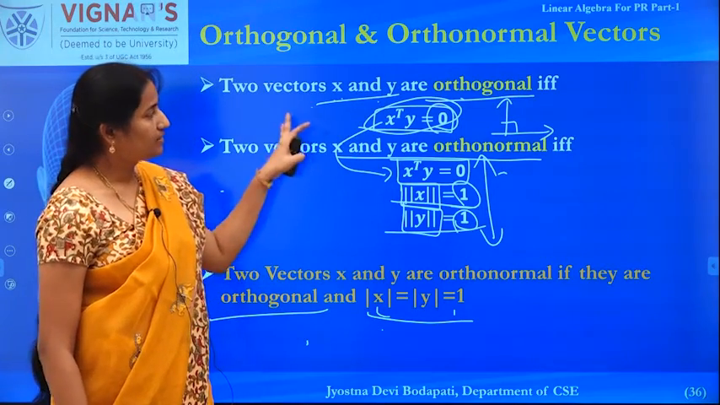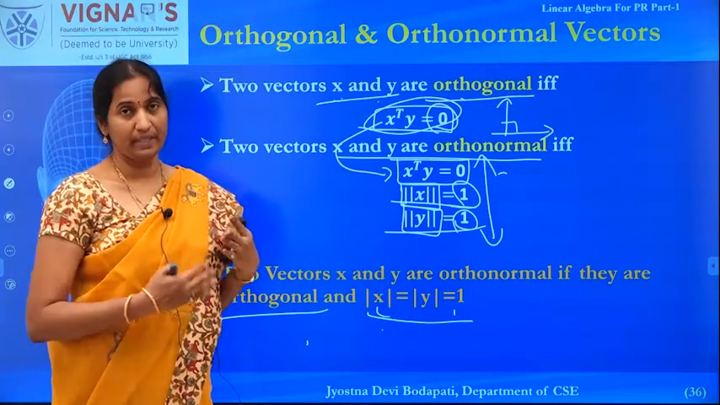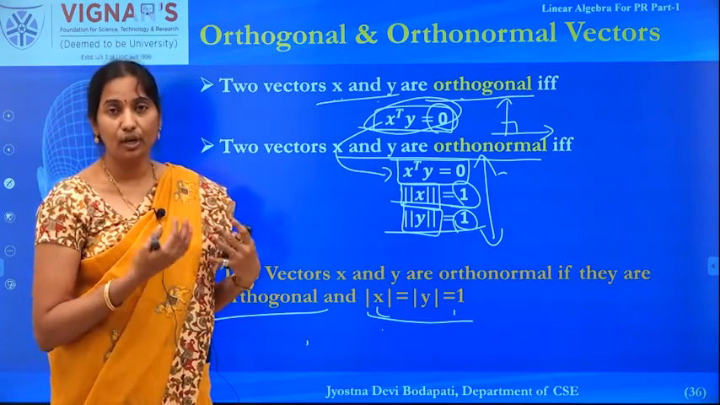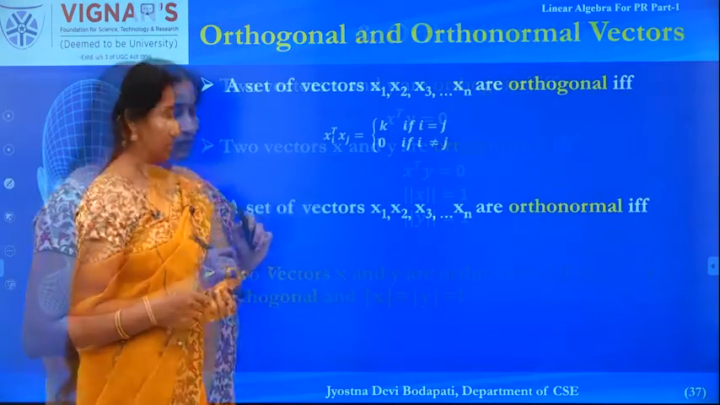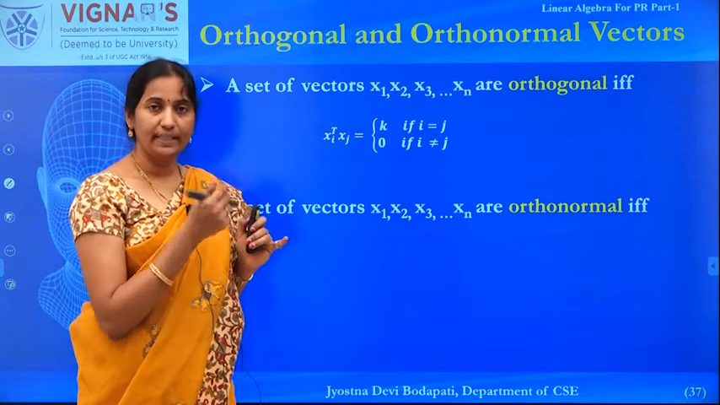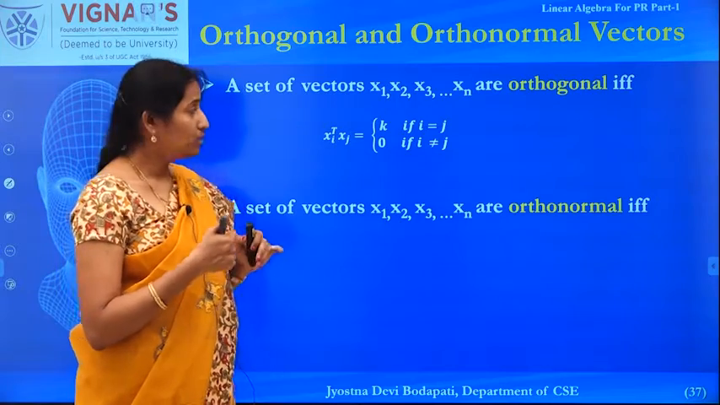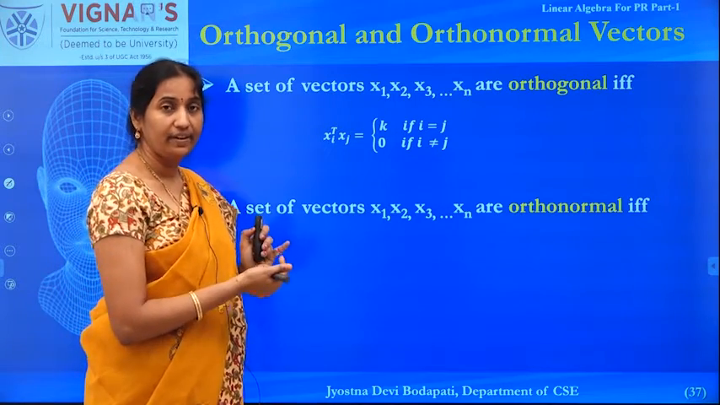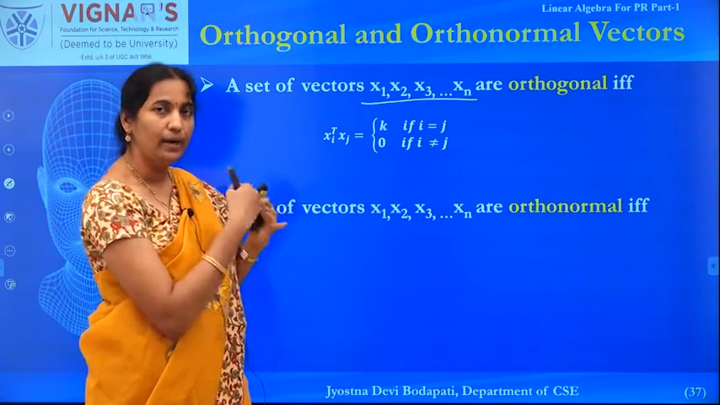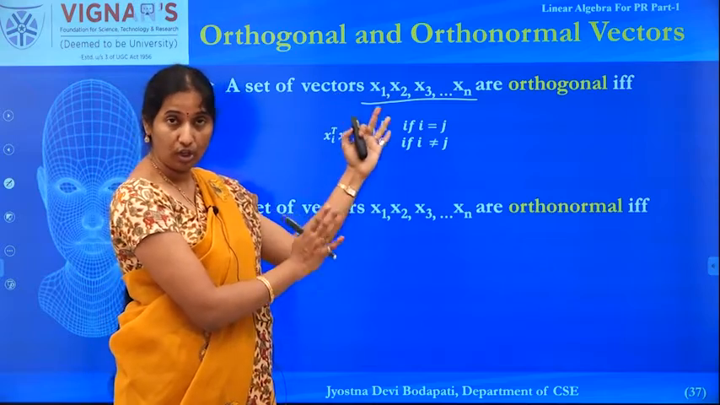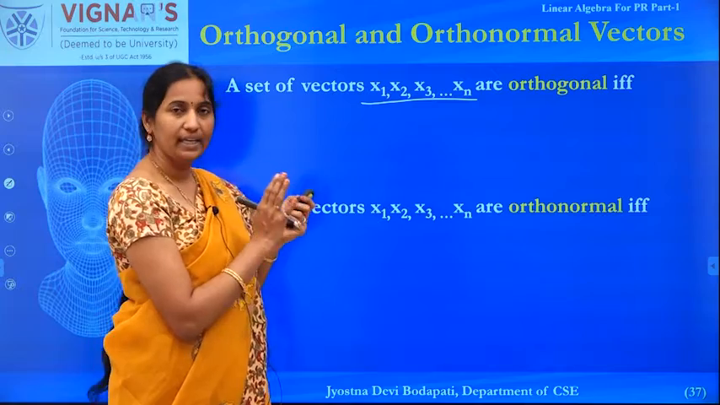When the given vectors are orthonormal or orthogonal vectors, they have some special properties which make our computations easier. That is why we are very much interested in these types of special vectors. In the previous slide we saw how to identify whether two given vectors are orthogonal or not, and whether two vectors are orthonormal or not. But now we will see how to identify this for a given set of vectors, x1 to xn. We will see how to identify whether this set of vectors is orthogonal or not and whether it is orthonormal or not. How do we identify that? We can identify that.